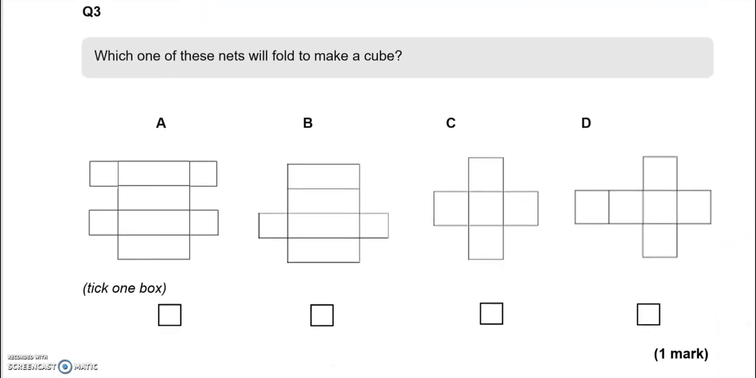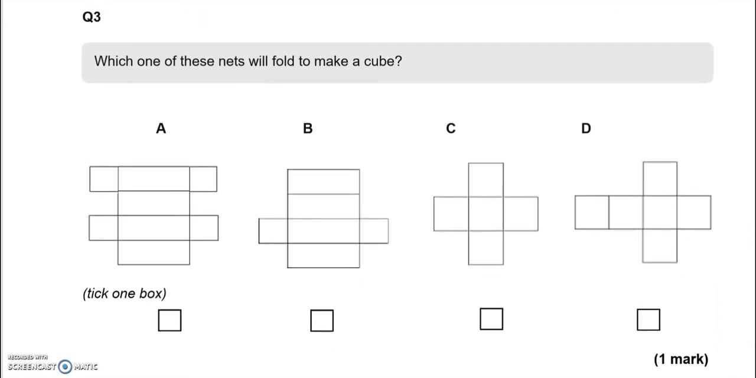Question number 3 is which one of these nets will fold to make a cube? Now we know that a cube has 6 equal faces, and the only one of these nets that would meet that criteria is D.